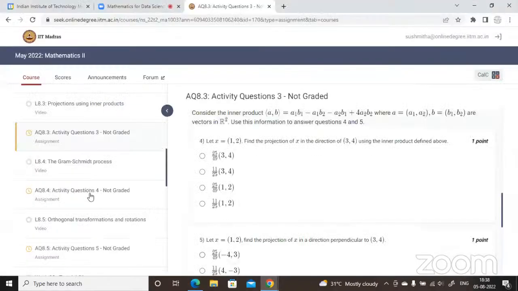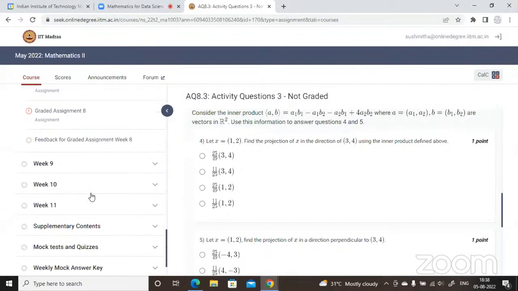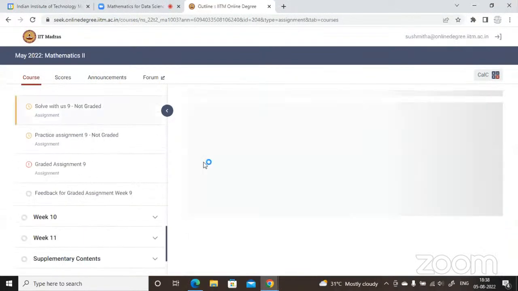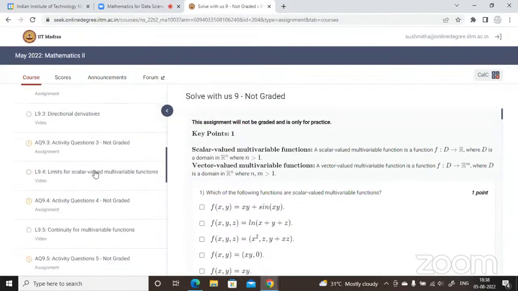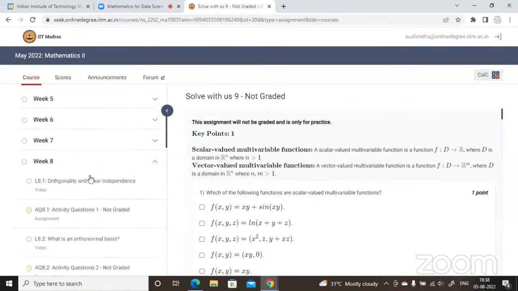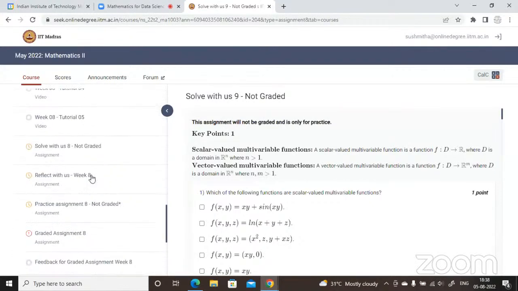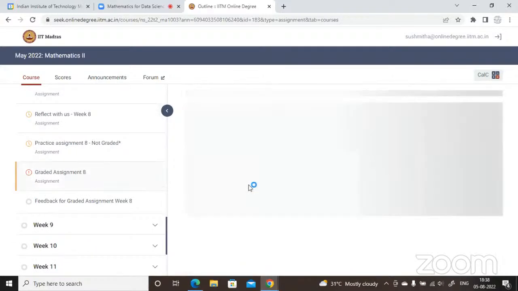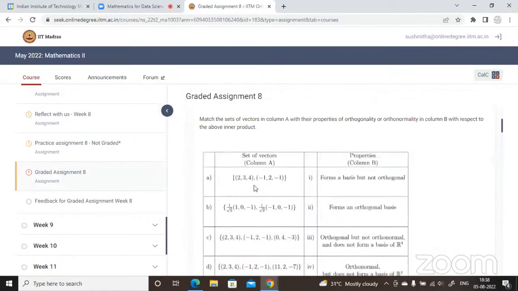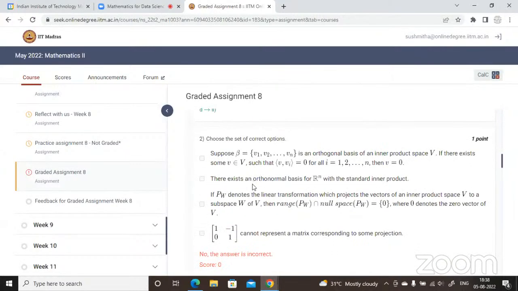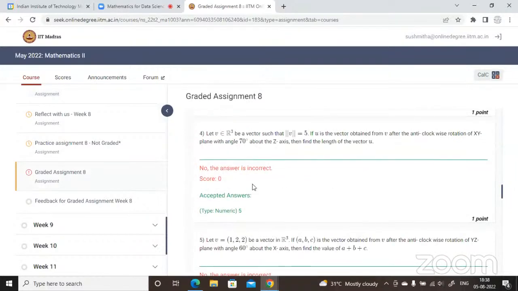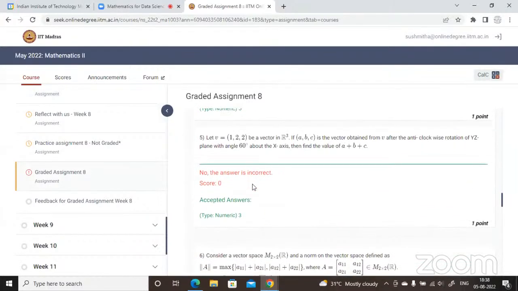Madam, could you explain one question in graded assignment 6 regarding the rotation matrix, rotation orthogonal? Graded assignment, which question? Rotation, XYZ.